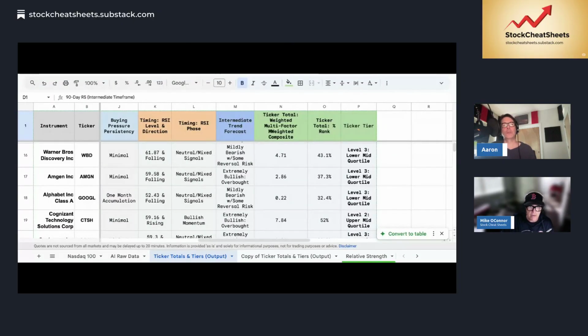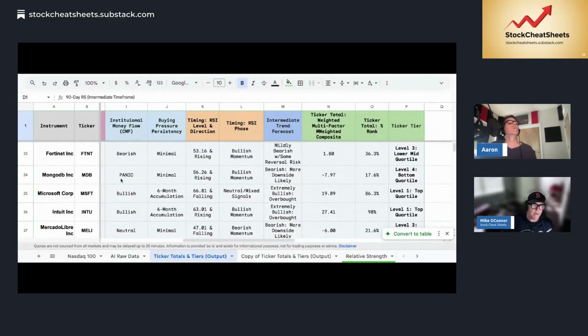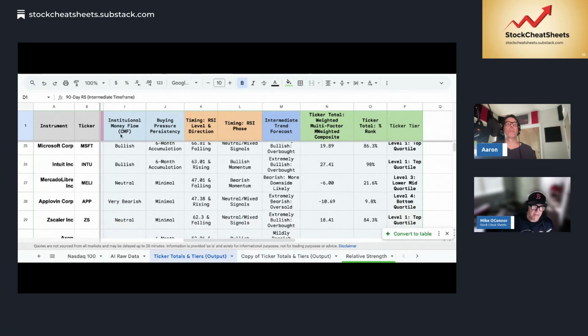Sure. So you could use some of these metrics to go short, but I had to keep the model simple. I figure very bearish and minimal means that if you have panic and minimal, it means not only are institutions selling, it really doesn't matter if they had been buying before. They're dumping stock. That's fair. So that's kind of a twist here.